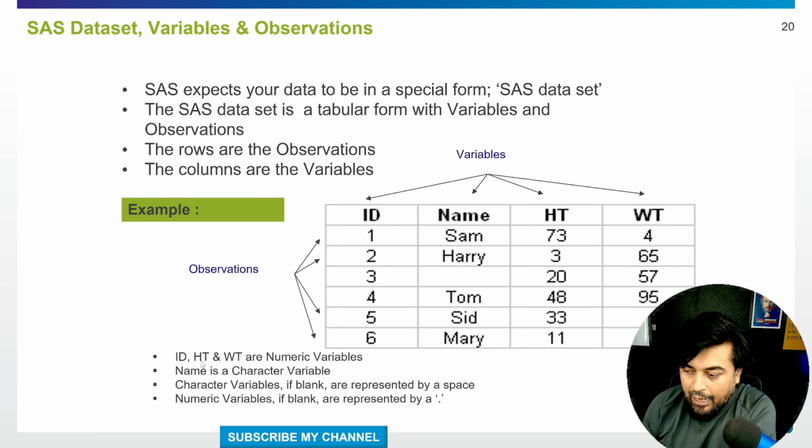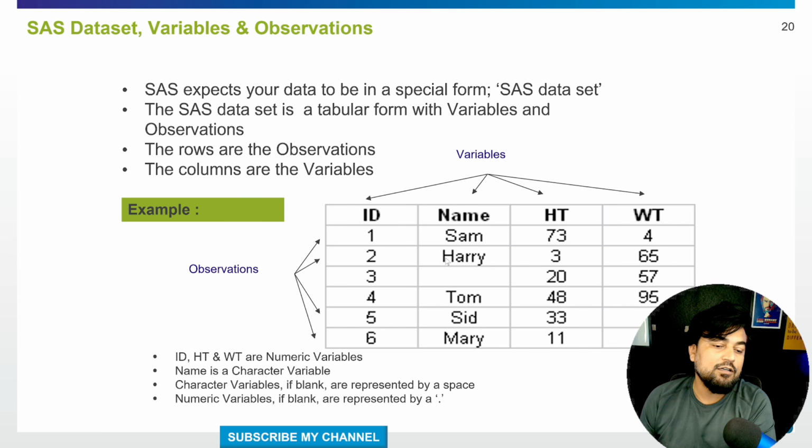Okay. Then ID, HT and WT are numeric variables. You can see all that. And the name is a character variable. You can see that. Then a character variable, if blank, is represented as a space. So if there is a blank in character, it's a blank space. But if there is a missing value in the numeric variable, then you can see a dot. That is again a functionality of SAS. You should remember it. I think some of you cannot see that dot, but that dot is just below 95. Okay. So that's the difference.